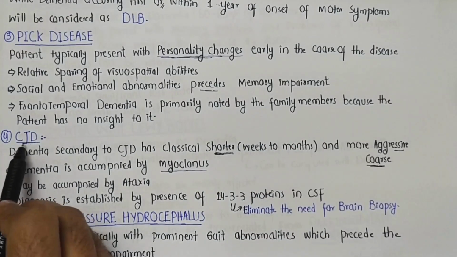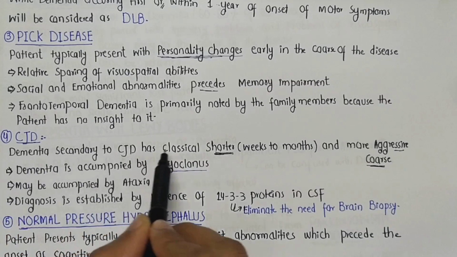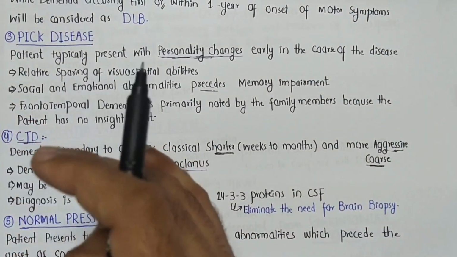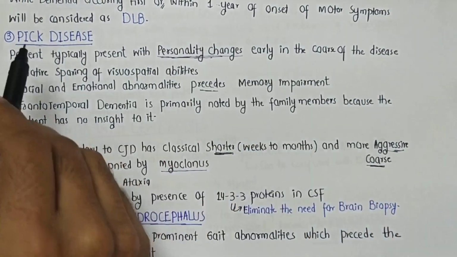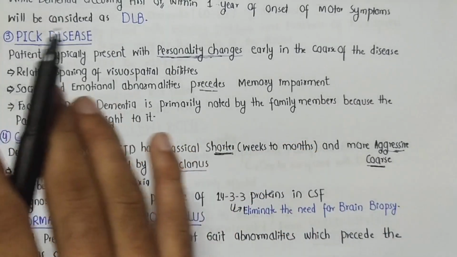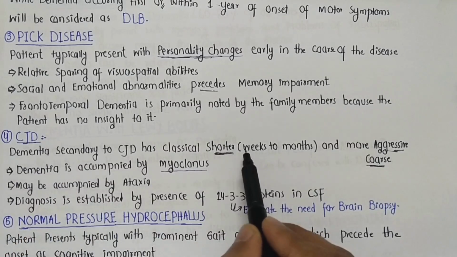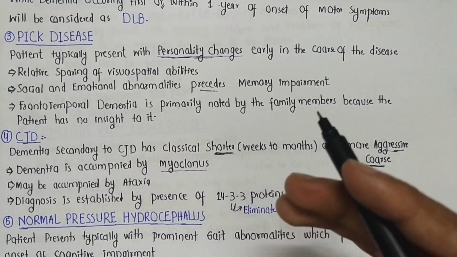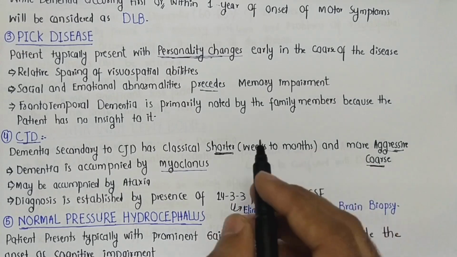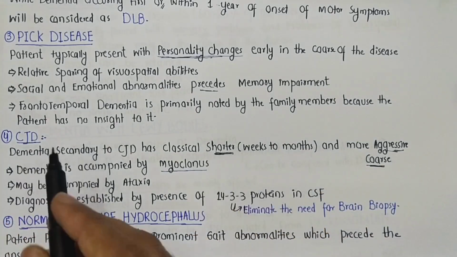The fourth irreversible cause of dementia we will talk about is CJD, Creutzfeldt-Jakob disease. Remember, dementia secondary to CJD classically has a shorter and aggressive course. In other irreversible causes like Alzheimer disease, DLB, and Pick disease, the dementia takes years to develop, so it is a more chronic course. While in CJD, the dementia takes months and even weeks to develop. The memory problems and cognitive impairment take weeks and months to develop. So if a patient presents to you with a much shorter course of memory problem and cognitive impairment, you should suspect CJD.